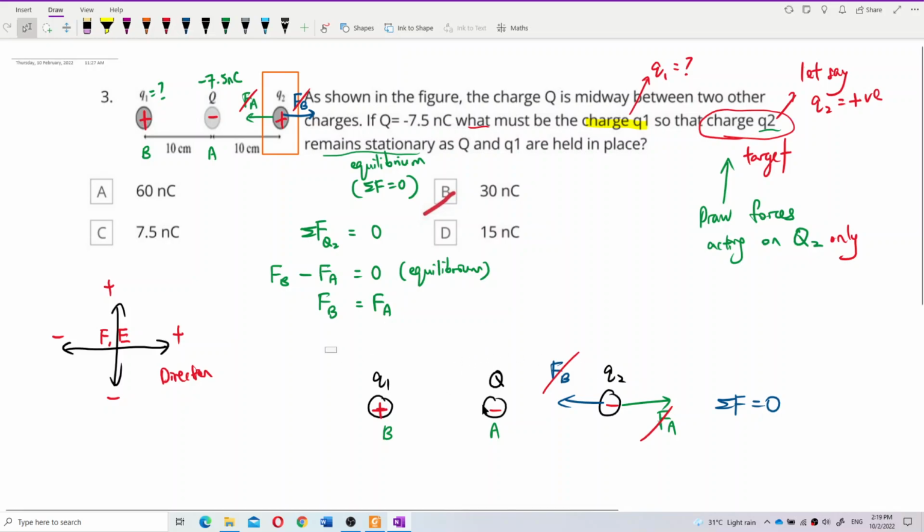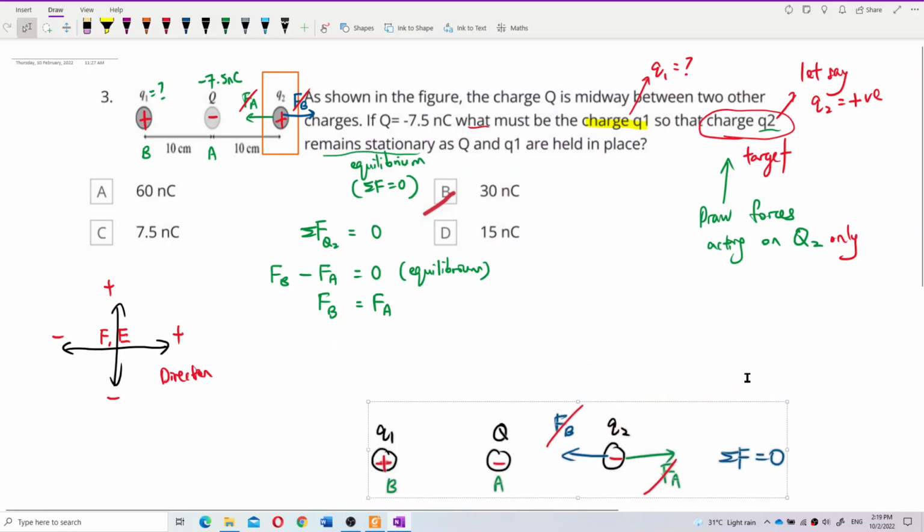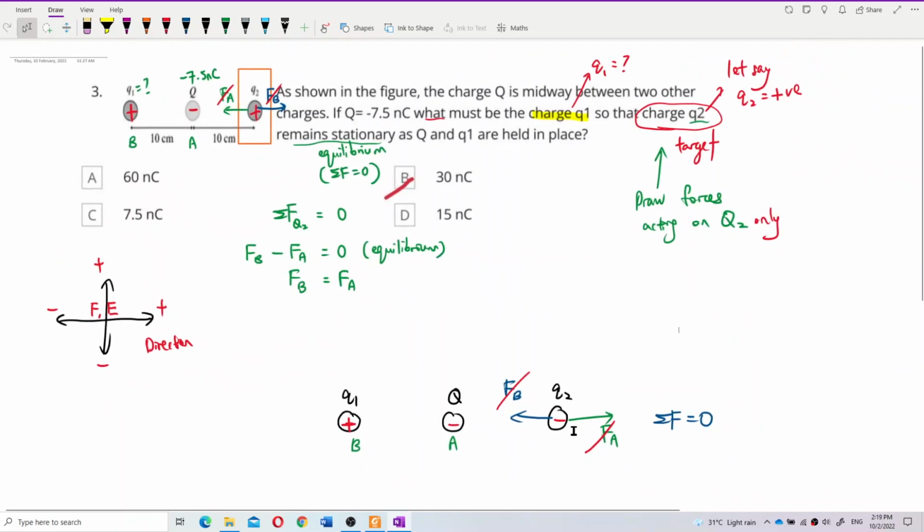You see that? This is the case if Q2 is a negative charge. Yeah, Q1 is still positive. If Q2 is a positive charge, Q1 is also positive. If Q2 is a negative charge, Q1 is also positive.